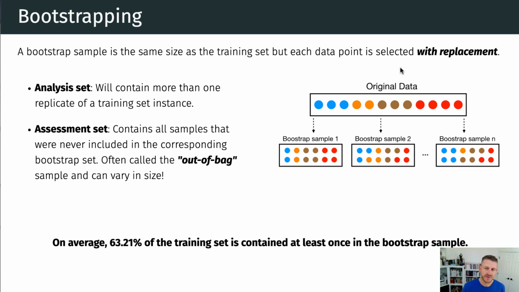Now, this idea of sampling with replacement, what you'll actually find is that on average, about 63.21% of the training set is going to be contained at least once in the bootstrap sample, right? So that means out of all our observations, if we have 100 observations, we can assume roughly 63 of them will be included in our bootstrap sample. And that means there's going to be about 37 that are not included, that we can then use as our validation set.